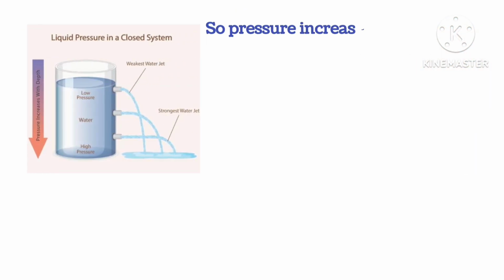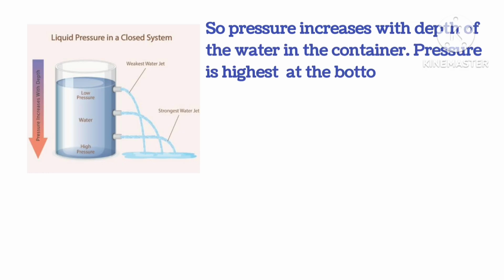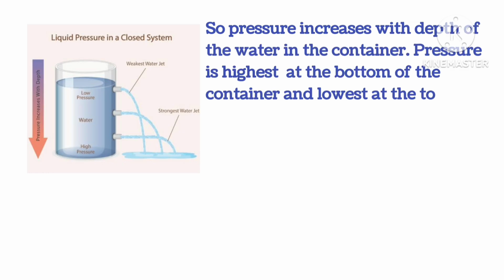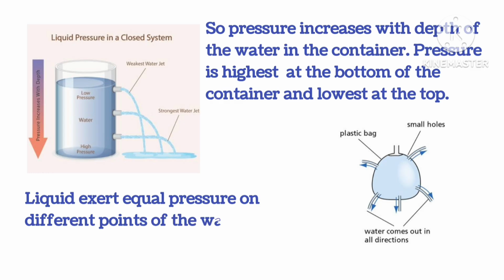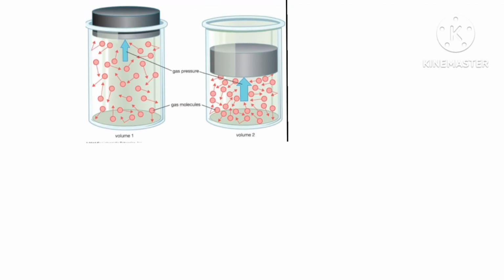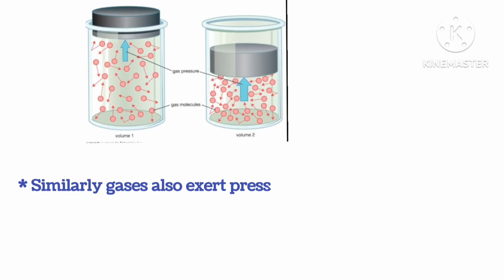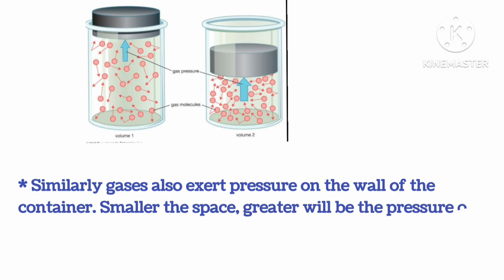So as you can see here, the pressure increases with the depth of the water in the container. Pressure is highest at the bottom of the container and lowest at the top. Liquids exert equal pressure at different points of the wall of the container having the same depth. Similarly, gases also exert pressure on the walls of the container. The smaller the space, the greater will be the pressure on the walls of the container.